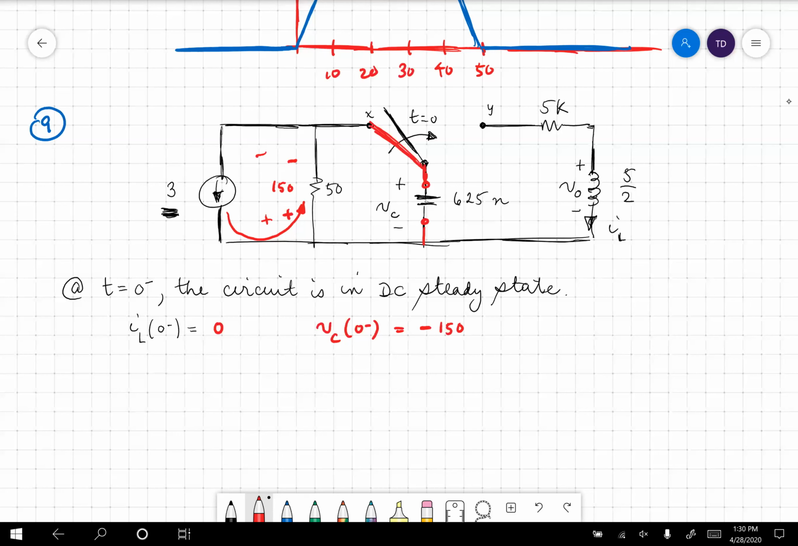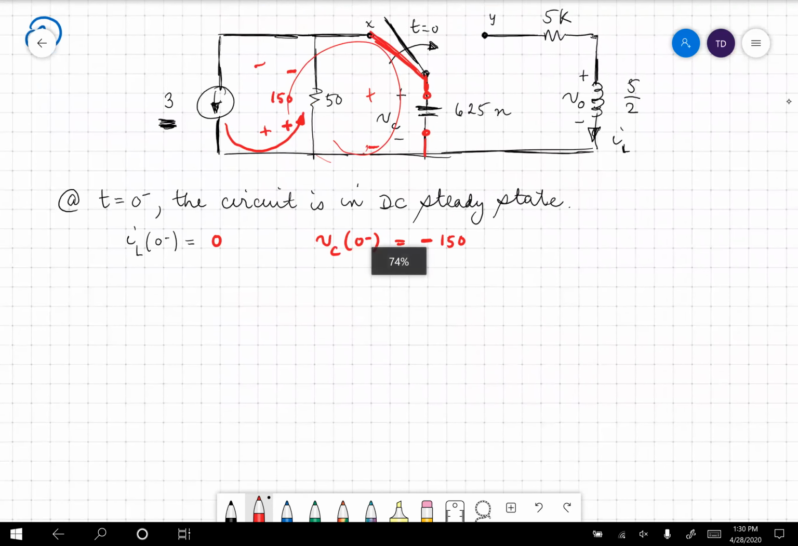Plus, minus, minus, plus. Okay? If you write that equation around that loop, it's negative 150. And we know IL at 0 minus is 0. So those are our two conditions. Those conditions are valid for t equal to 0 plus.